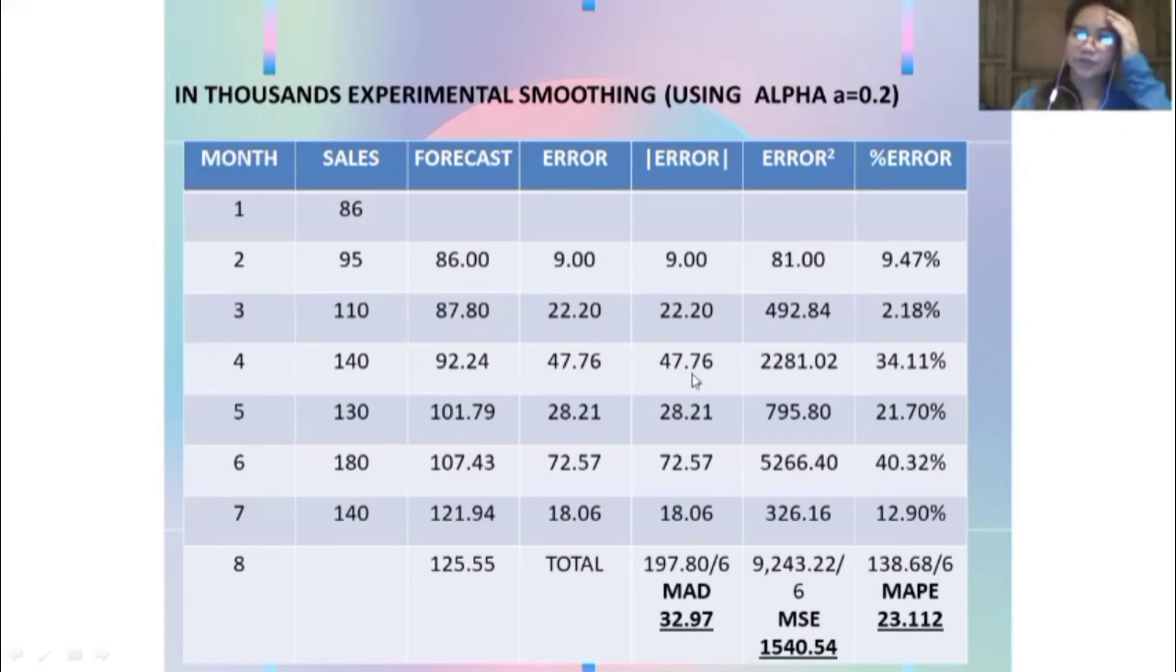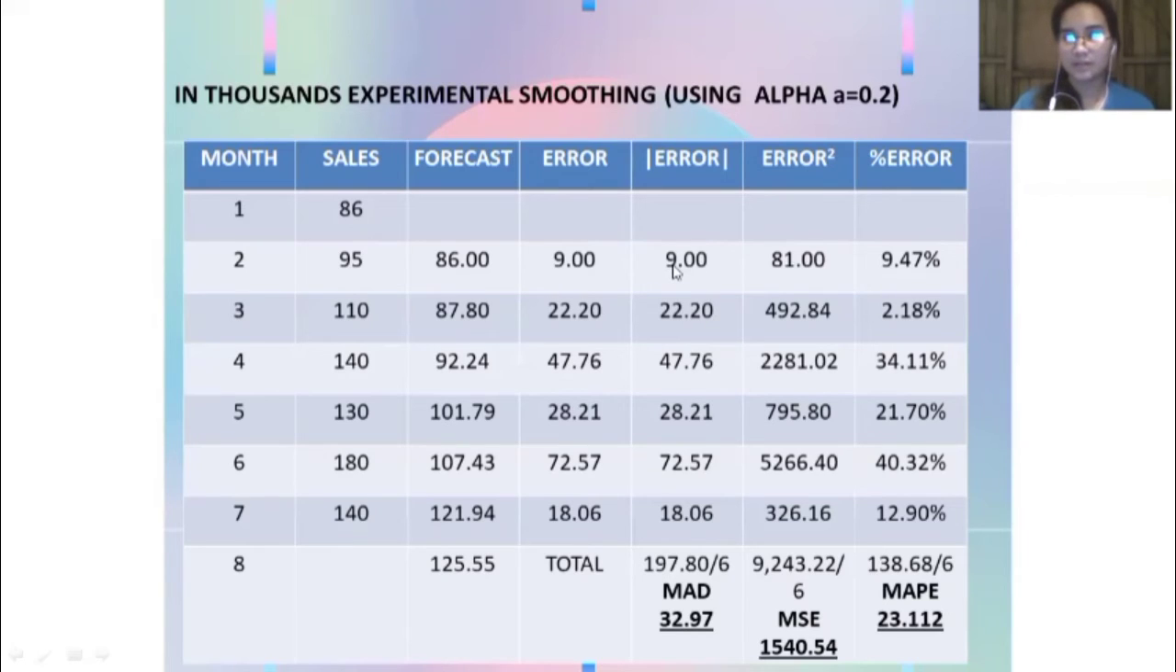Then the 47.76 squared is 2281.02, and so on and so forth, and then we just add all the 6 and we have 9,243.22 divided by 6. So our MSE is 1,540.54.